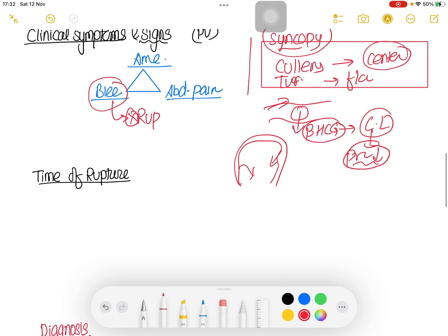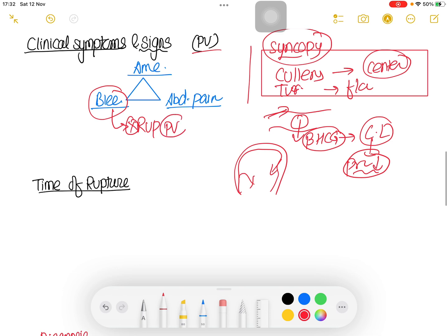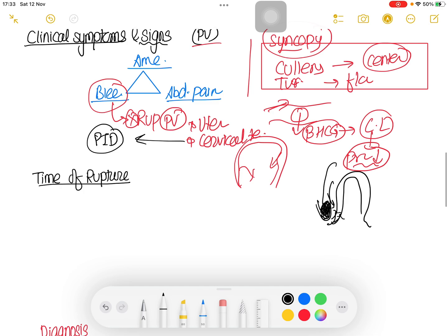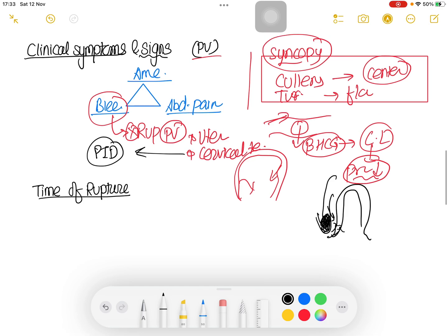And when we do the PV, a normal uterus is seen, and cervical tenderness is also seen. It is also seen in PID. So how cervical tenderness is seen: this is the uterus, and this is the pouch of Douglas. If there is accumulation of fluid or blood in this pouch of Douglas, then if we move the cervix, there will be tenderness, and irritation of the surrounding structures can also cause this tenderness.